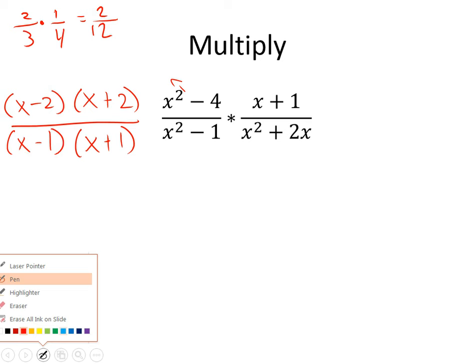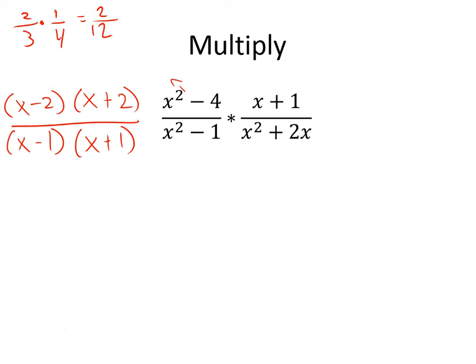Now we're going to factor the other side. The top can't be factored, so it's x plus 1. And then we're going to factor the bottom. What can we take out of both of these? We can take an x, leaving us with x plus 2.